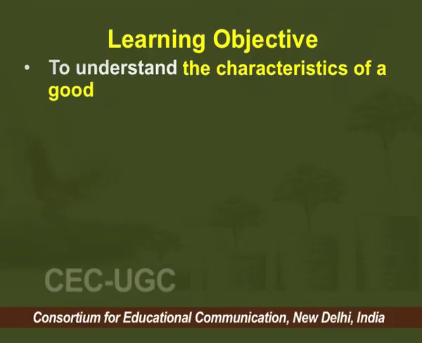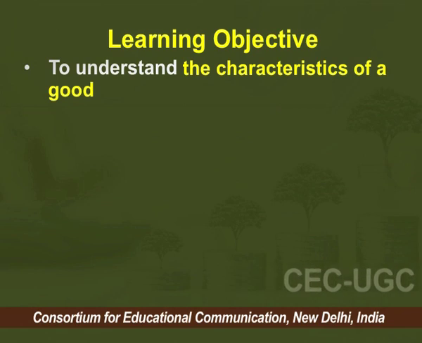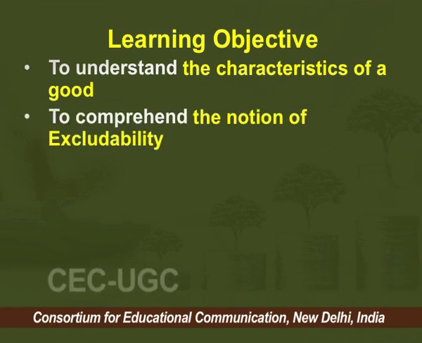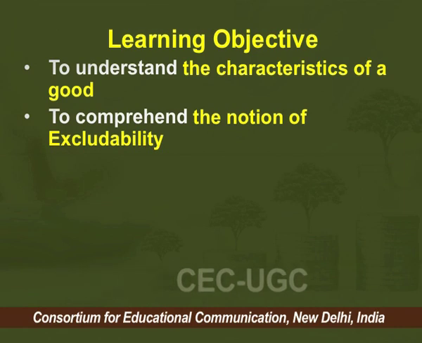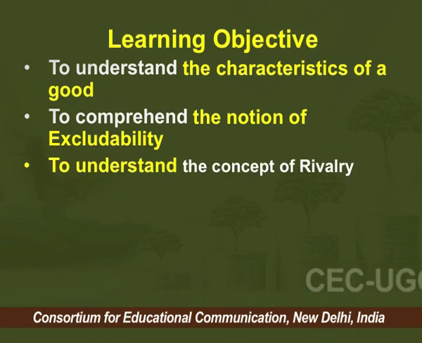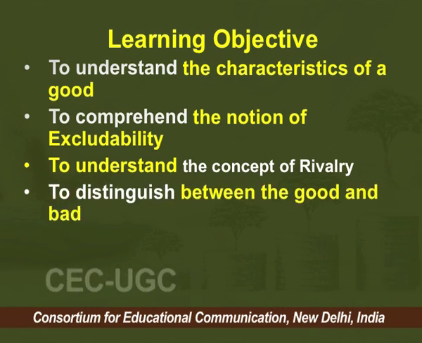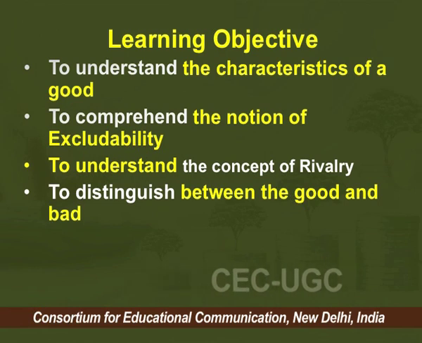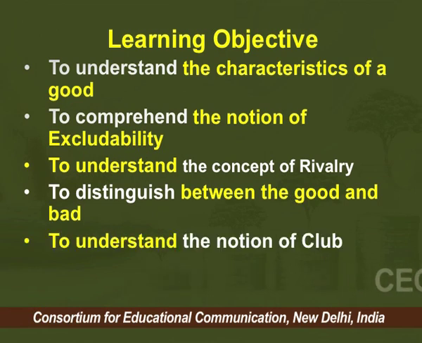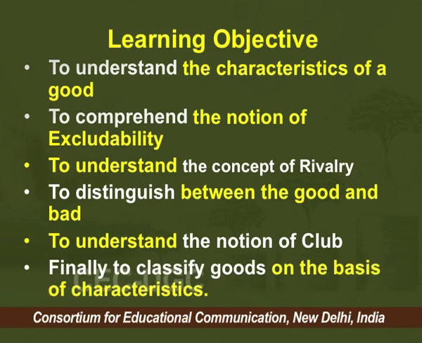Topic for today is Public Goods and Externalities. The learning objective of this lecture would be to understand the characteristics of the good, to comprehend the notion of excludability, to understand the concept of rivalry, to distinguish between the good and the bad, to understand the notion of club goods. Finally, to classify goods on the basis of characteristics.